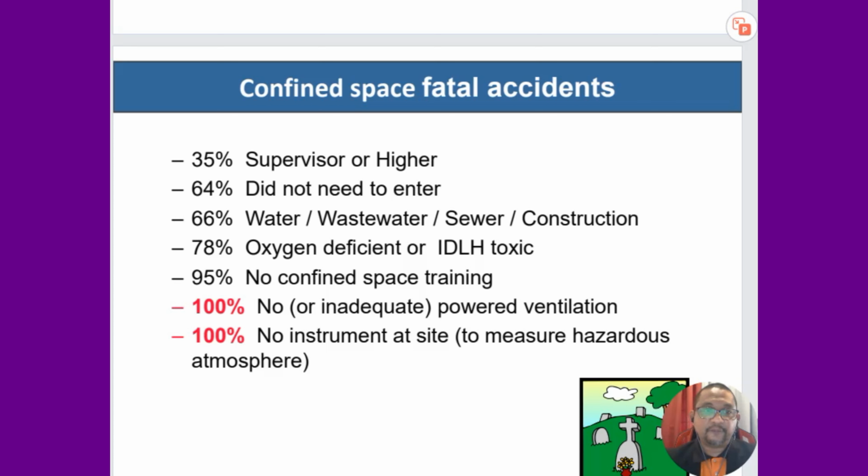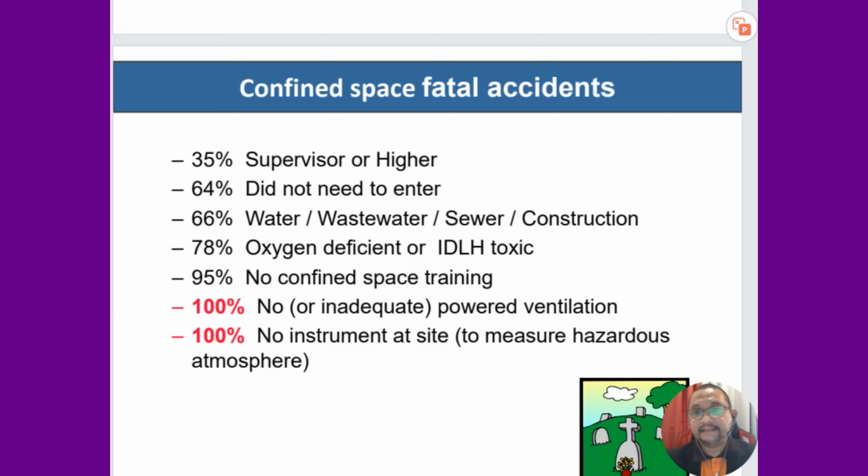Number six, lack of proper rescue. Fatalities occur when untrained workers or colleagues attempt to rescue without proper equipment, resulting in multiple casualties. For example, in a 2019 accident in Virginia, a worker fell unconscious due to oxygen deficiency in the confined space, and five other workers died when they attempted to rescue him without protective gear.